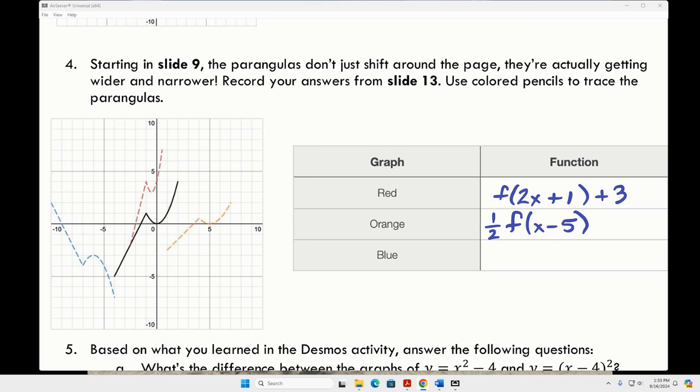All right, did anyone get the blue one to work? Might not have given you enough time. The blue one flips upside down. And so a reflection is going to be a negative. All right. It also shifted left 6. So that's x plus 6 on the inside, and then down 3.